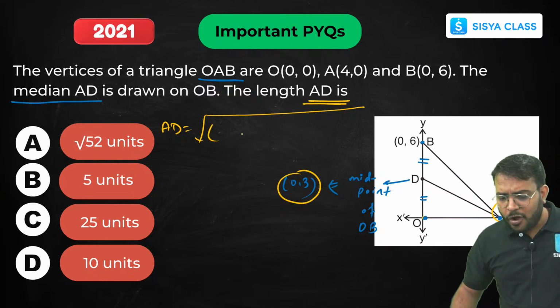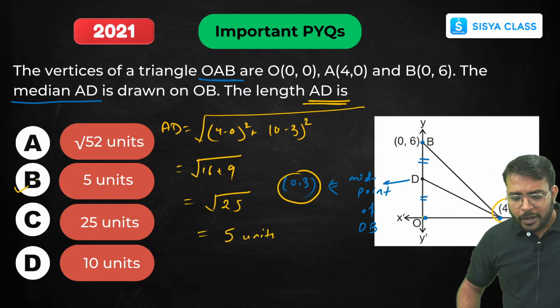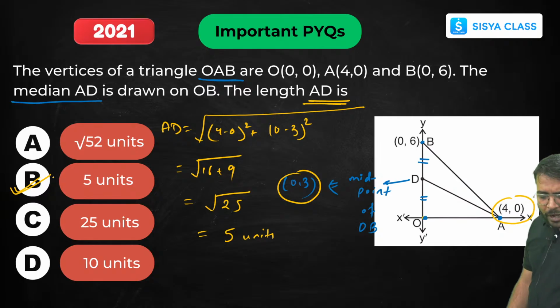Yes or no? Under root of x2 minus x1, 4 minus 0, it is going to be, beta, (4 minus 0) whole square plus (0 minus 3) whole square. Yes or no? It is going to be under root of 16 plus 9. Under root of 16 plus 9 is going to be under root of 25. Under root of 25 is going to be 5 units. Yes or no? So your AD length is going to be 5 units. All right. Very good.